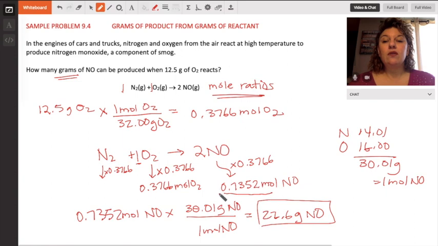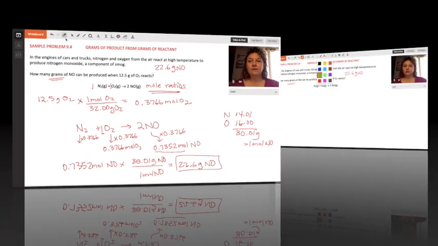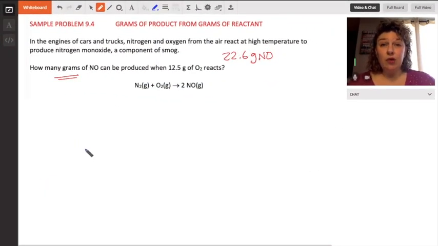Okay, so now I'm going to show you the same problem, except that we're going to do it like we would do a regular dimensional analysis problem using conversion factors. Okay, so I'm going to erase all this, and we're going to start over and do the same problem. We're going to remember that our answer was 22.6 grams of NO. Okay? All right, so we're going to start with our 12.5 grams of O2. Okay?